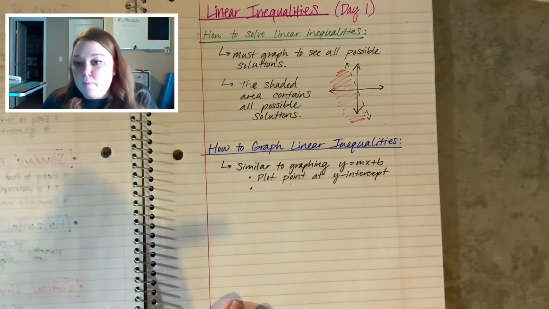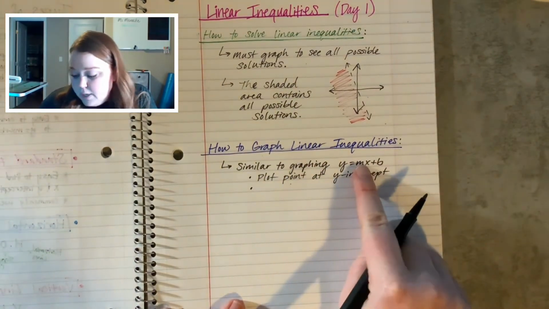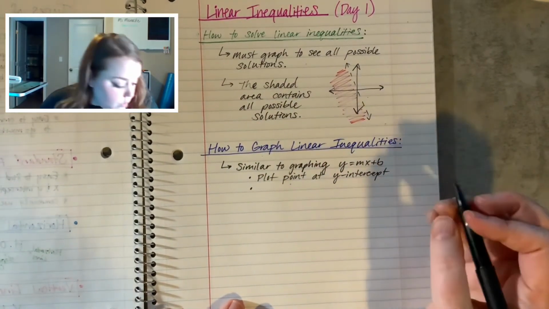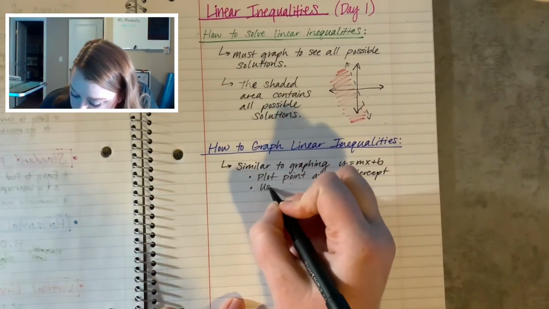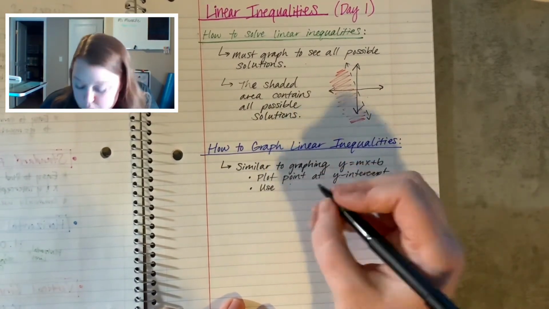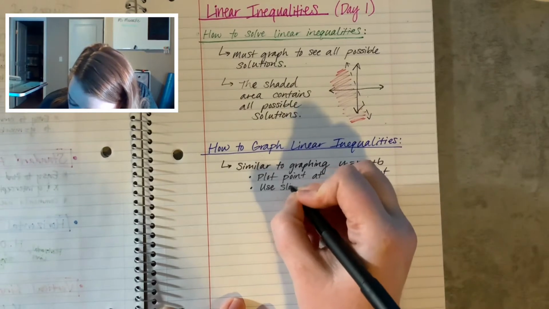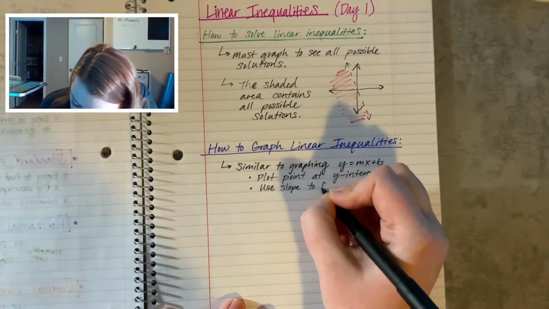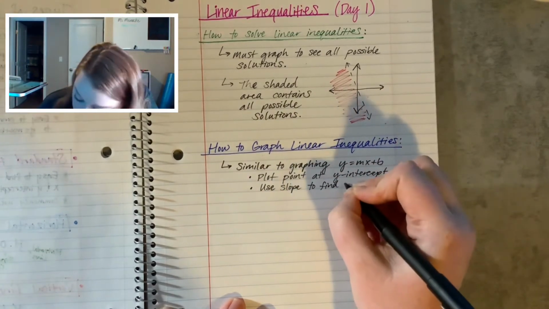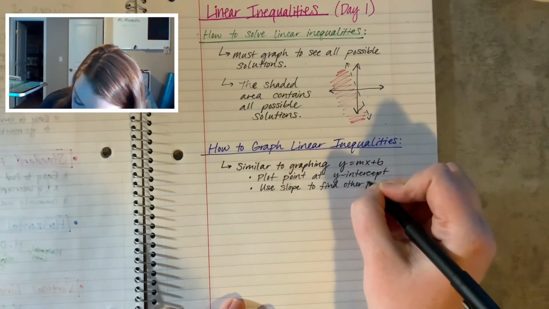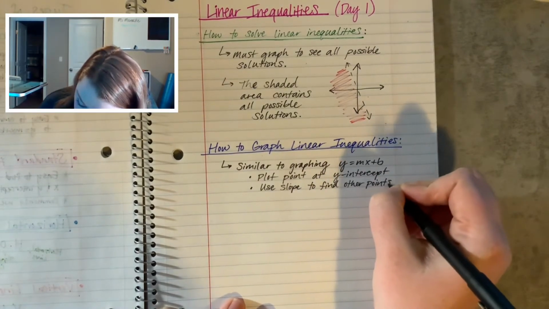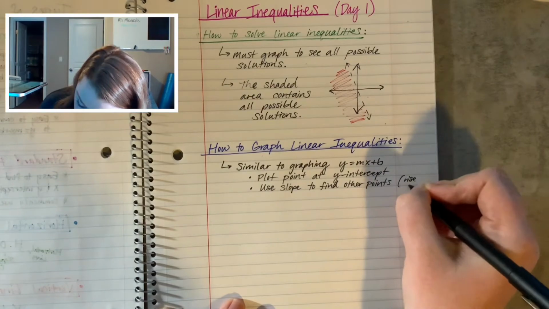And then after you plot the point, you look at the slope, and that's going to tell you the rise and run. So use the slope to find other points. That's your rise and run.